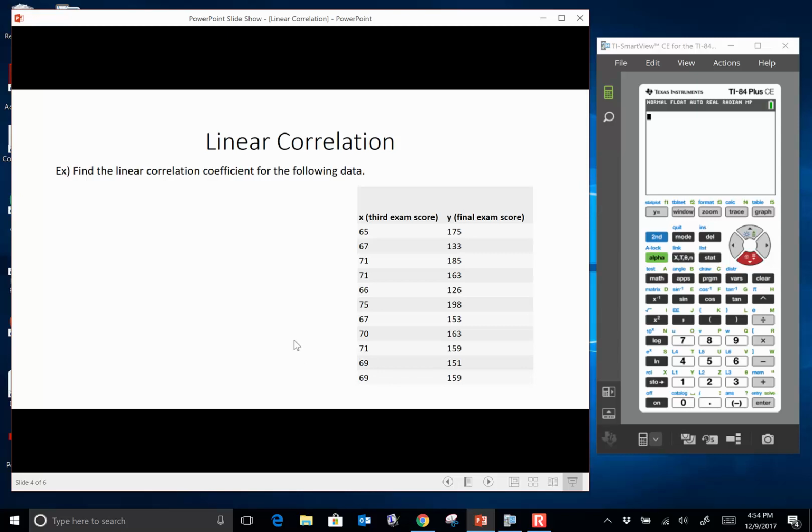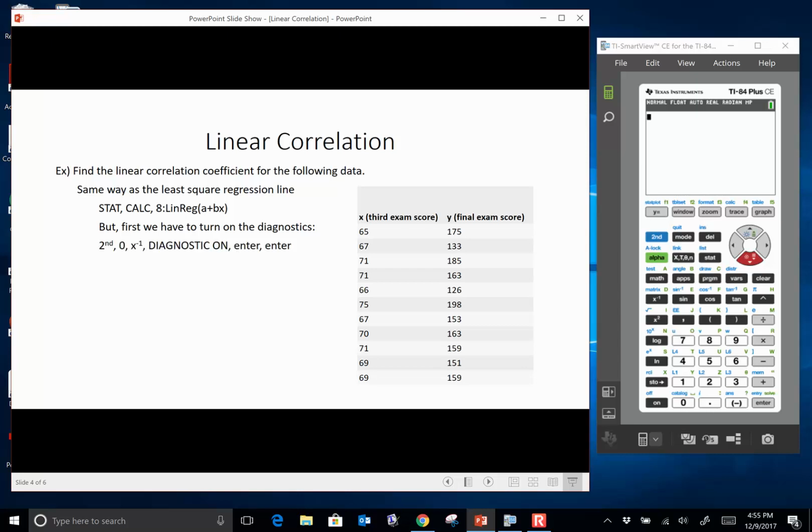To find the linear correlation coefficient, we're going to do the same steps we did for finding the least squares regression line. It's stat, calc, and the number 8, LinReg. However, we have to do something before we run this. We have to turn on the diagnostics. If you do this once, it should be on forever, unless your calculator battery runs out and you replace them. You'll have to do it again. But this is how you do it.